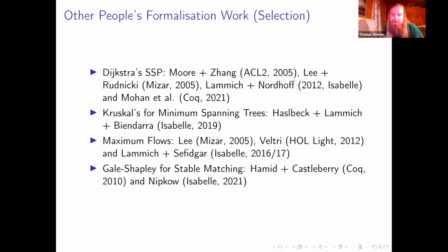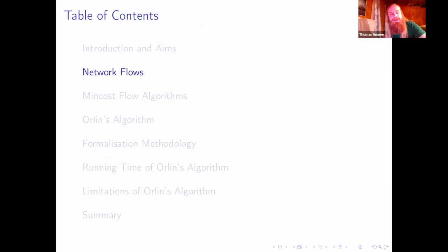And as far as I know, this formalization also contained the so-called maximum flow minimum cut theorem, which is important in the theory of network flows. Then there was some work in HOL Light, and then Lammich and Sefidgar also formalized maximum flows in Isabelle. And as far as I know, they were the first researchers to have an algorithm in their flow formalization as well. Okay. Now let me get started with network flows in particular.